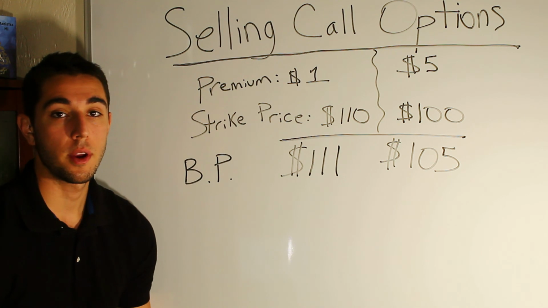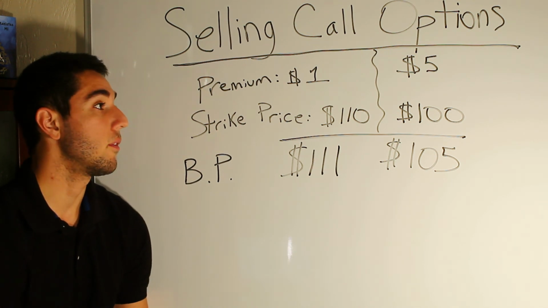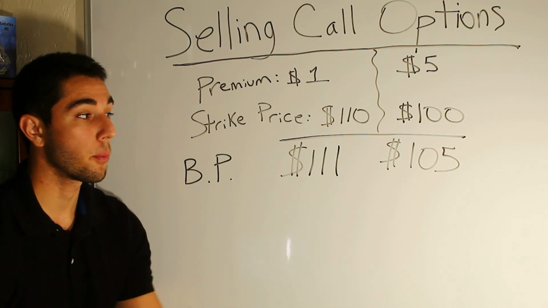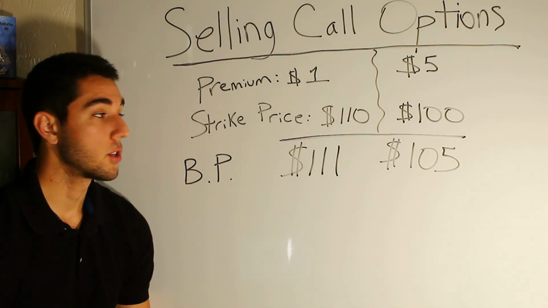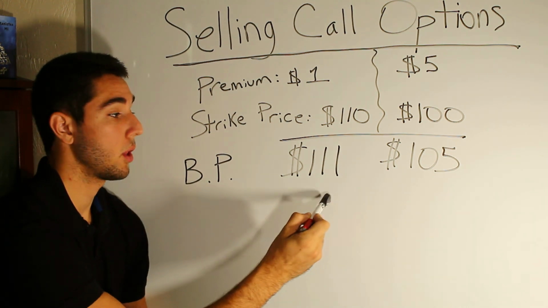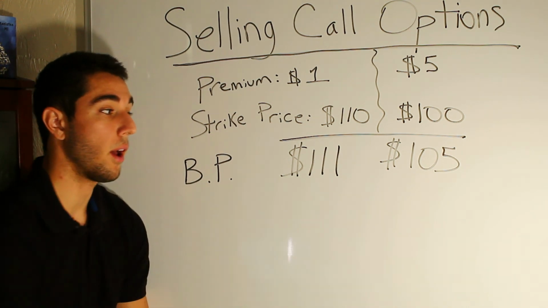Whereas if you have a higher premium, it's more risky because if it was $5, let's say your strike price was 100. That means your break-even point is 105. So the reason it's less risky to have a lower premium is that it is much safer to have a stock below that number than it is below 105.